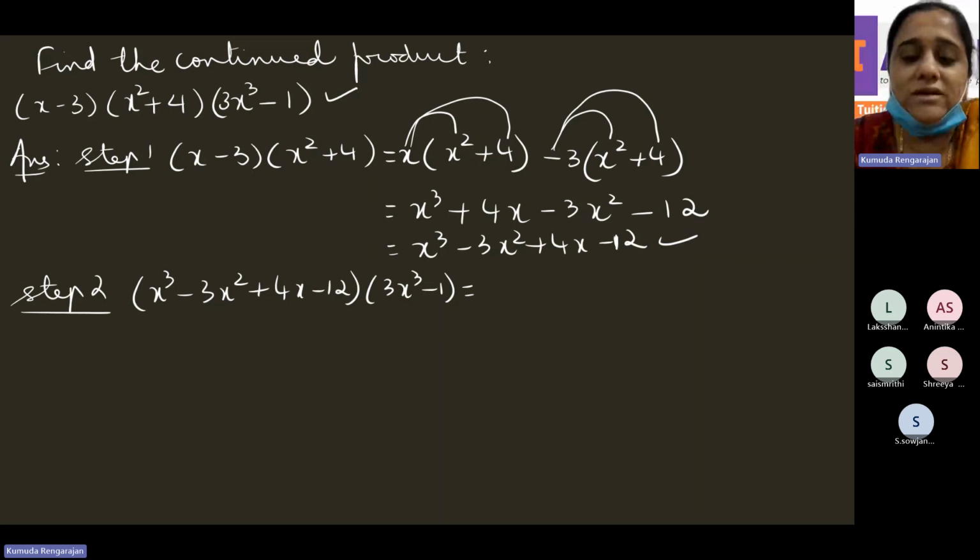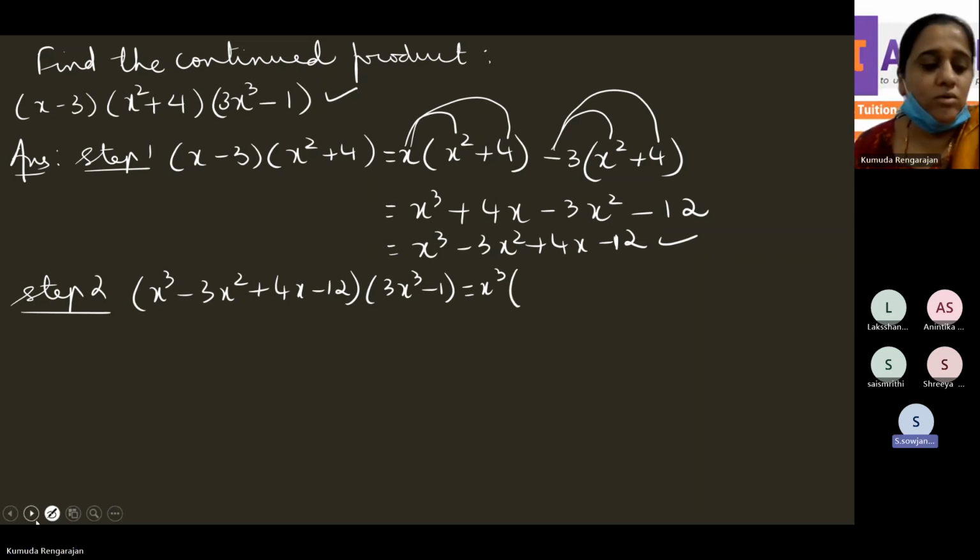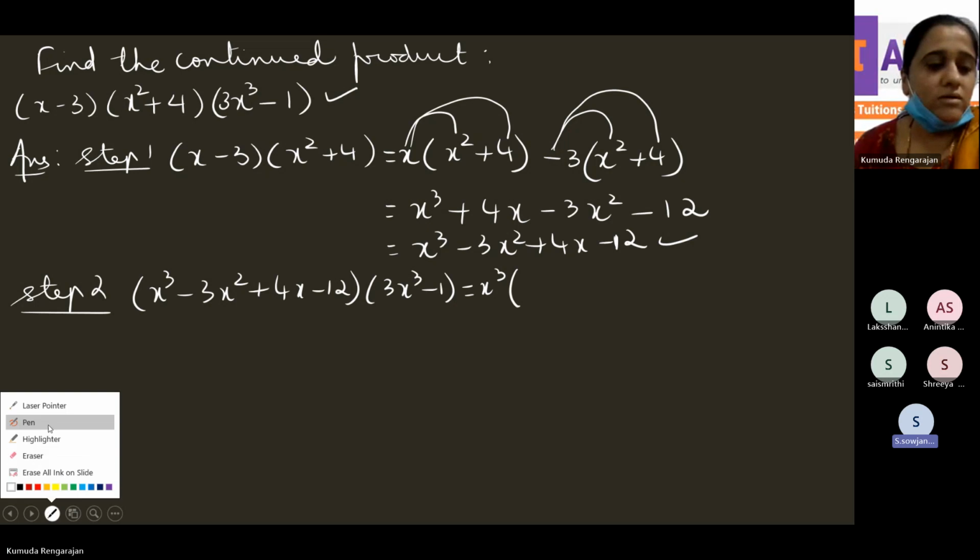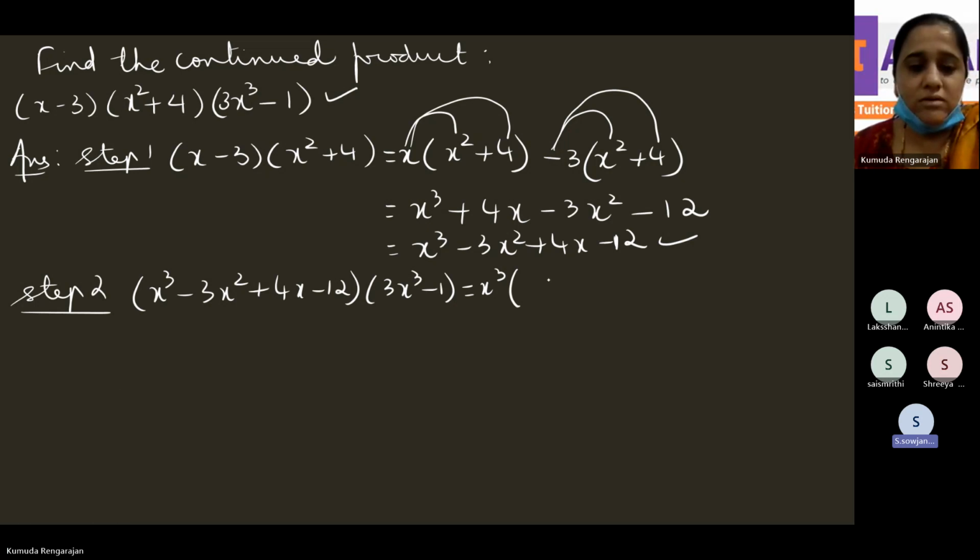Saujanya also can try. If you want to correct yourself, you can. x cubed into 3x cubed. x cubed, minus 1, should I open a bracket? No, ma'am, now I understood. Minus 3x cubed, minus 3x squared. I mean minus 3x cubed.